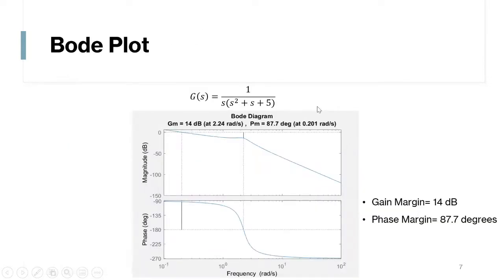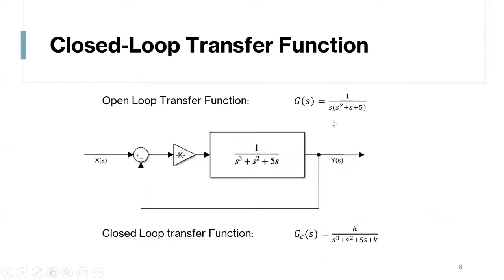Then the Bode plot is obtained using the transfer function. And from there, the gain margin comes out as 14 decibels and the phase margin as 87.7 degrees. For more information about MATLAB, go to appendices.